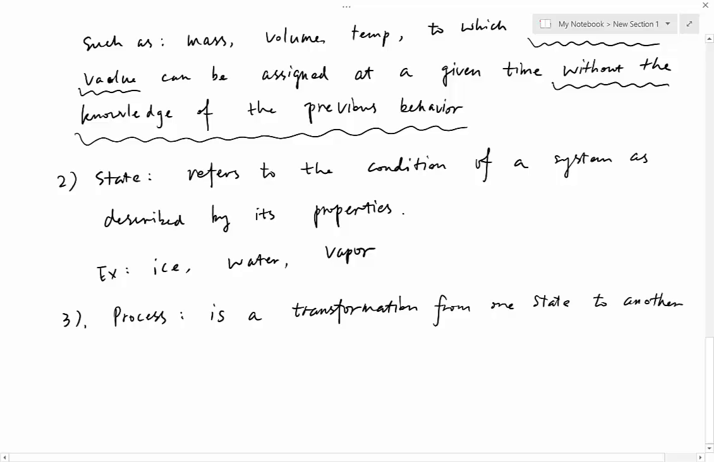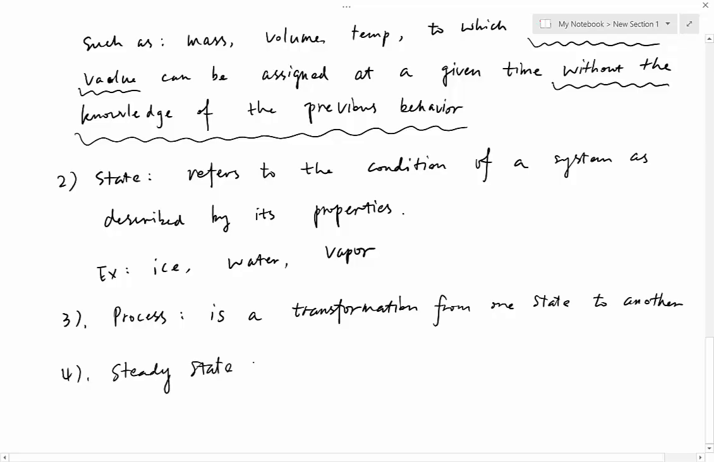For example, you have some ice and then you start to heat it up. Add heat into the ice. What's going to happen? The ice will melt and it will become water. So there's a transformation from ice to liquid water, from one state to another. This is called a process. Okay, and the next one is steady state.